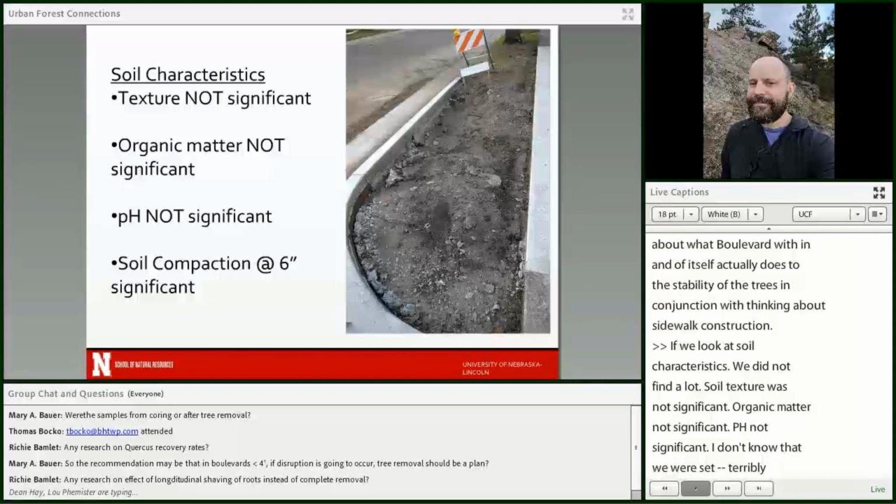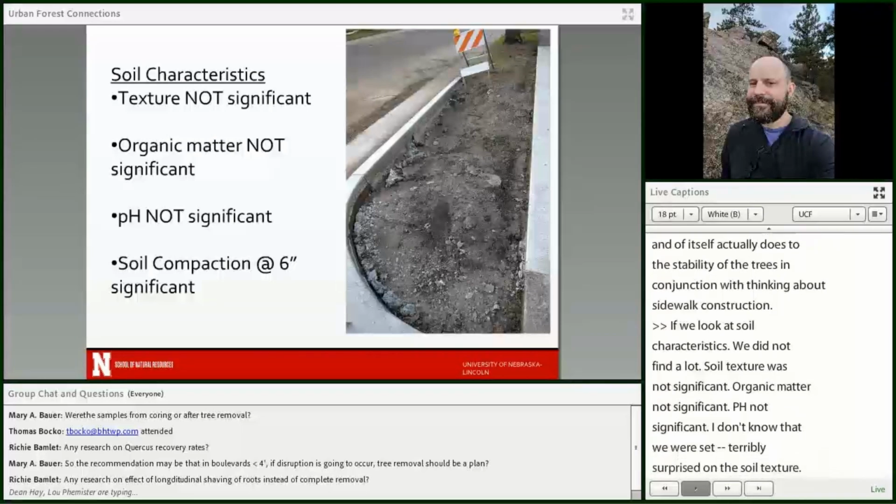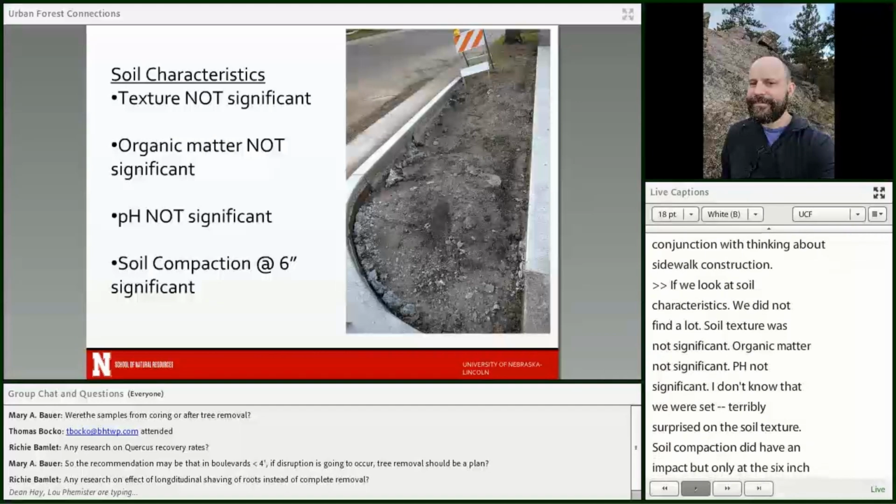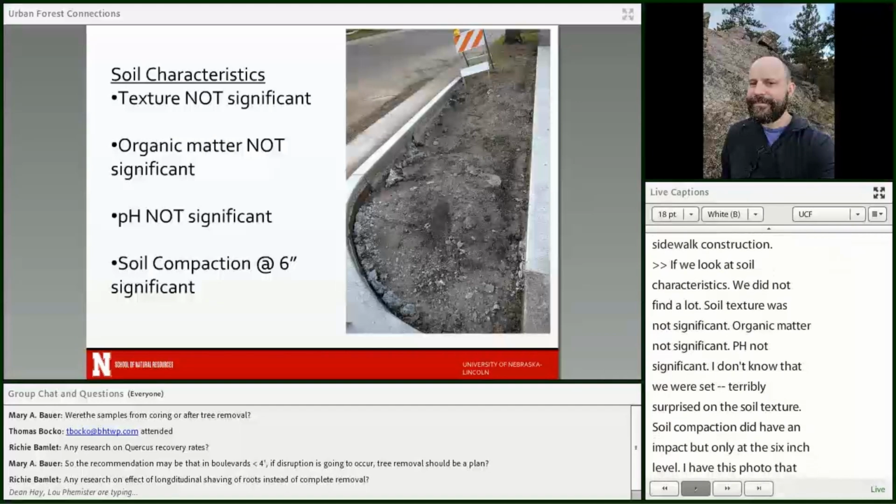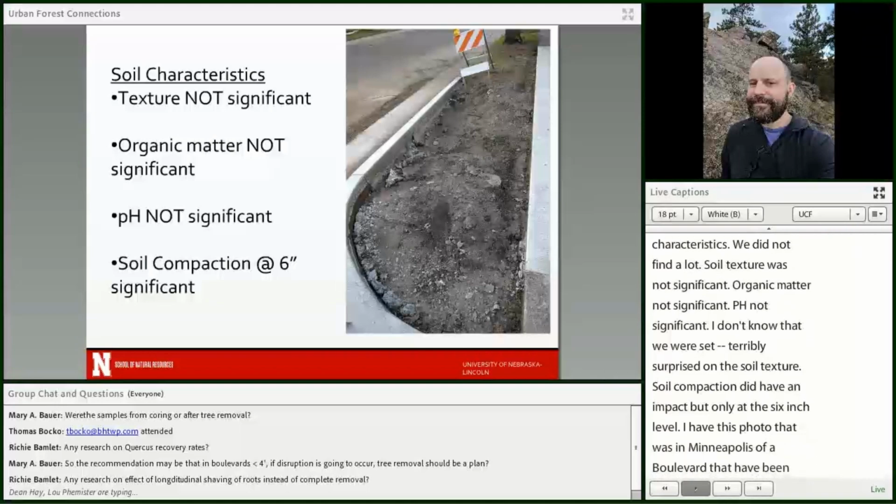Soil compaction did have an impact, but only at the 6-inch level was it significant. And I have this photo here. This is actually in Minneapolis of a boulevard that had been partially redone for curb and new sidewalk, and this is to kind of maybe highlight what might be going on here.